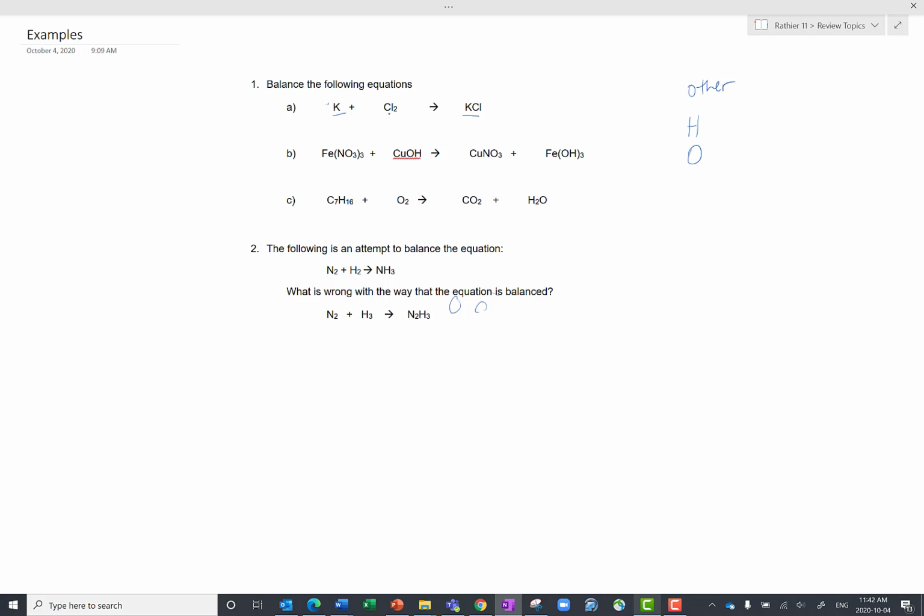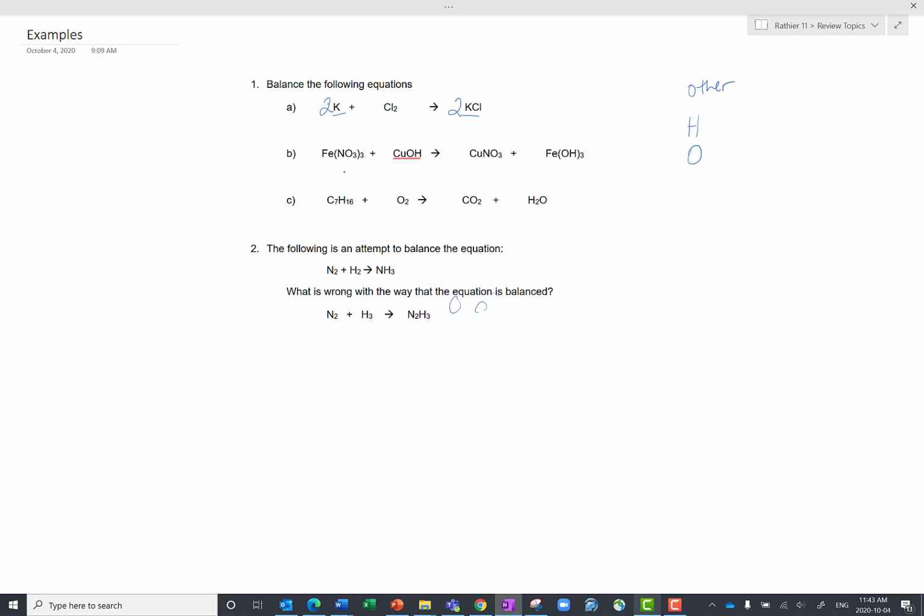So then I have a look at the chlorine. There are 2 chlorines on the left and only 1 on the right-hand side. So I'm going to put a coefficient of 2. And then I need to check again, because as soon as I make 1 change, I need to make sure that it's still balanced for the other elements. Now I have 2 potassiums on the right-hand side, so then I need to put a 2 in front of here so that the entire equation is balanced.